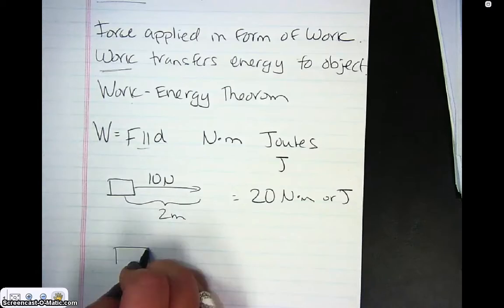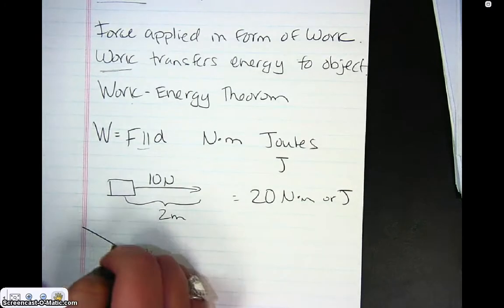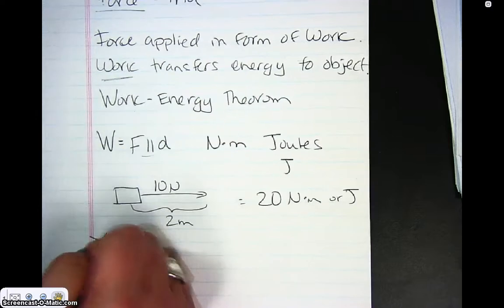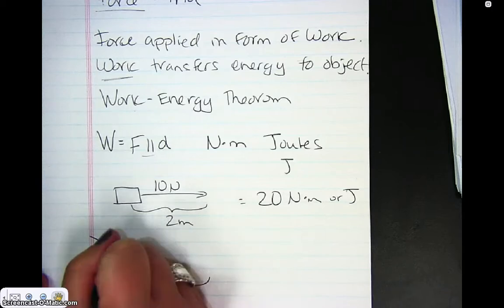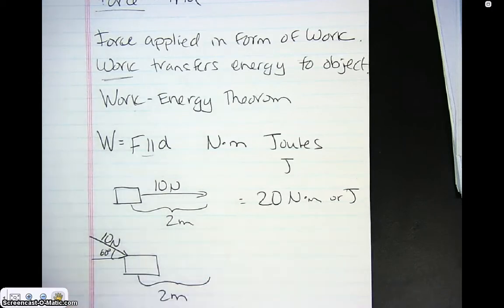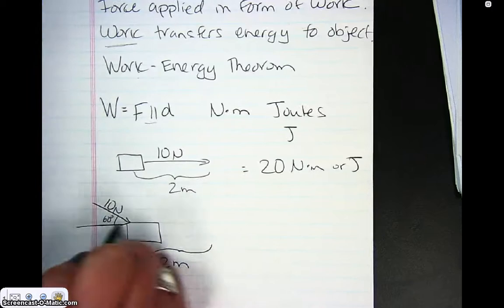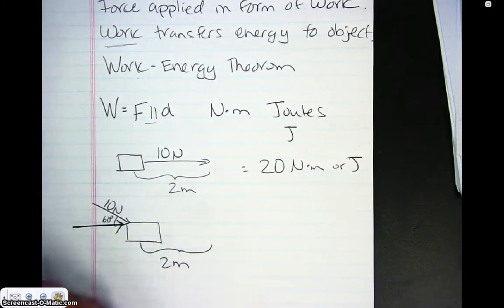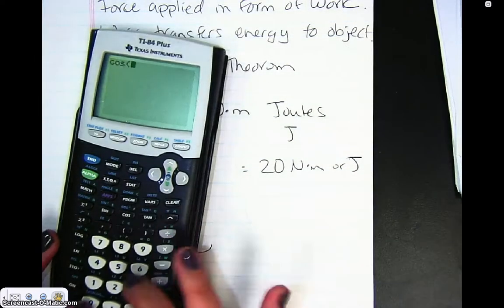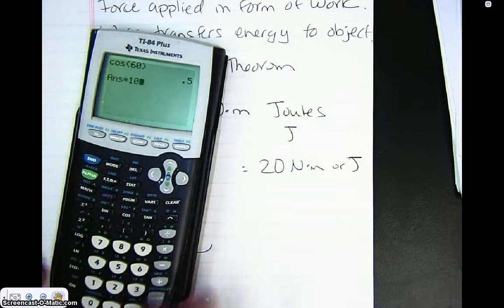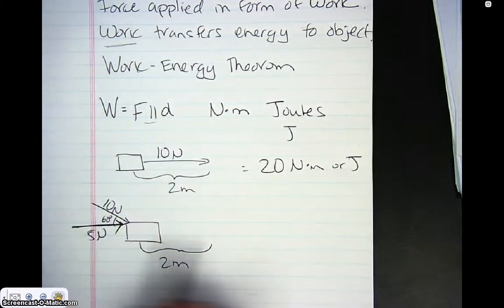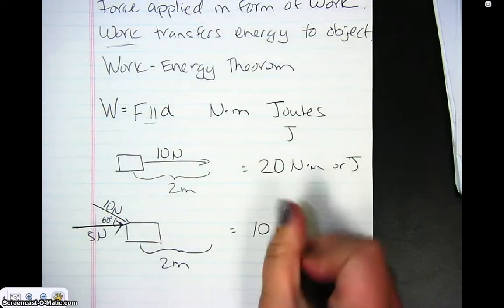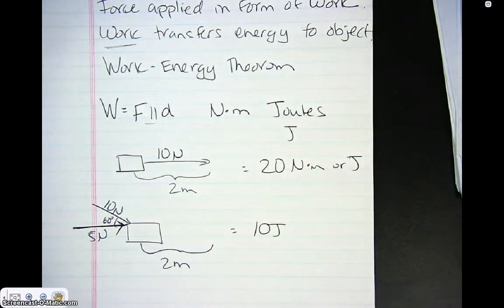Now, if I were to apply a force at an angle, let's say the 10 newtons was applied at an angle of 60 degrees, and I move the object 2 meters, I would have to find the component of the force that was in the plane of the motion, or parallel to the motion. So the cosine of 60, which is 1/2, times 10 gives me 5. So only 5 newtons of force would be with the plane of the motion. So in this case, we'd have energy of 10 joules or 10 newton meters.